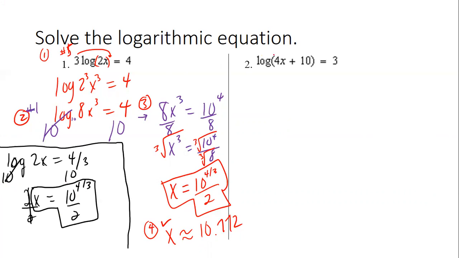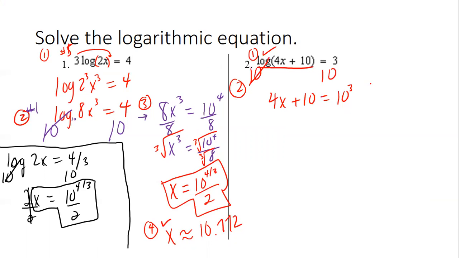All right, so let's do number 2. Number 2 is the log by itself. Yes, good to go. So step 2 is you're going to raise it to the power of the base, well, the value of the base. If there's no base there, then what is it? 10. So we're going to raise each side to the 10 to that power. What happens with the log and the 10? They cancel because they are inverses of each other. So we're left with 4x plus 10 equals 10 to the 3rd.